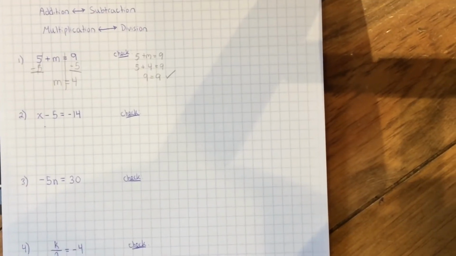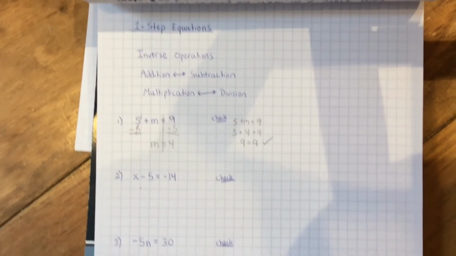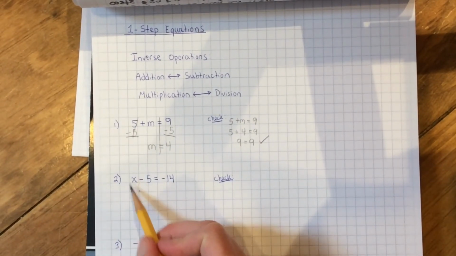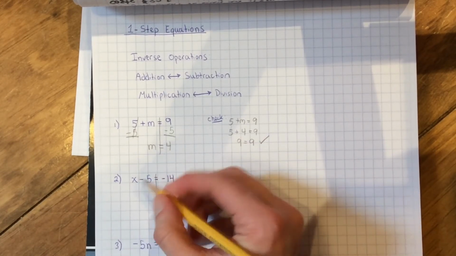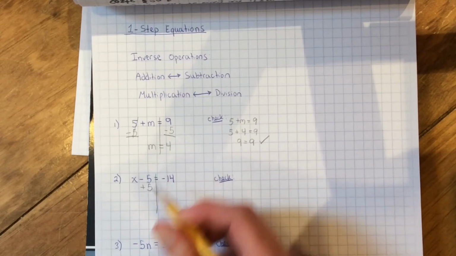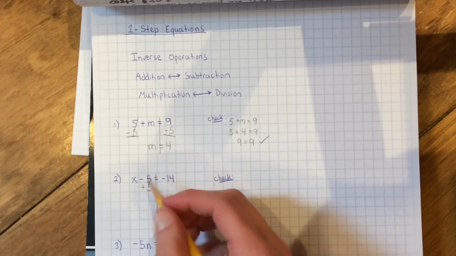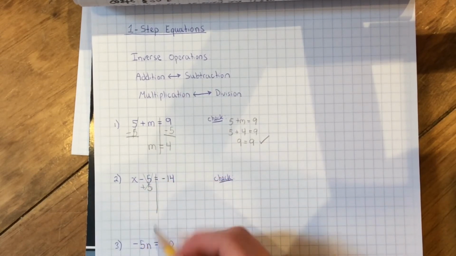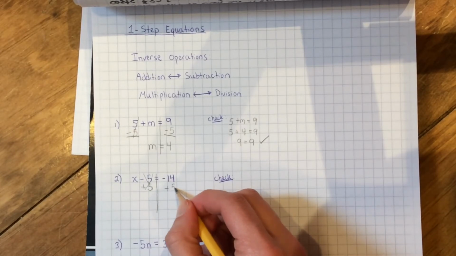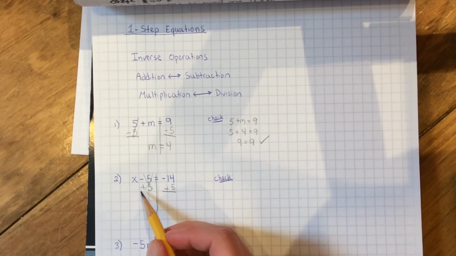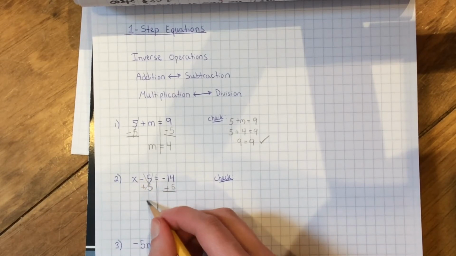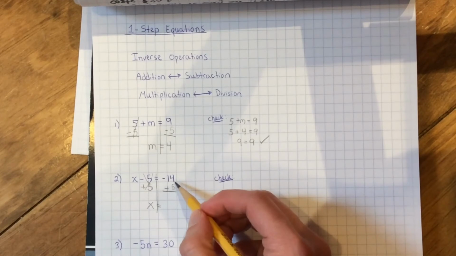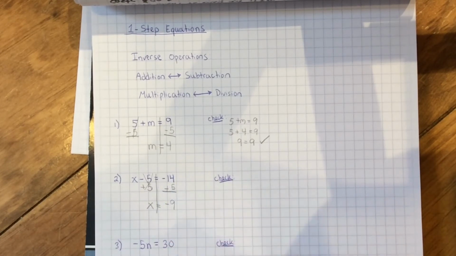In my next example here, I have some variable x minus 5 equals negative 14. The opposite of subtracting 5 is adding 5. Negative 5 plus 5 is 0, so I can cross it out. And I have to add 5 to this side as well. Whatever I do to one side of the equal sign, I have to match it with the other side. All that I'm left with over here is x. And I actually solved this. Negative 14 plus 5 is negative 9.